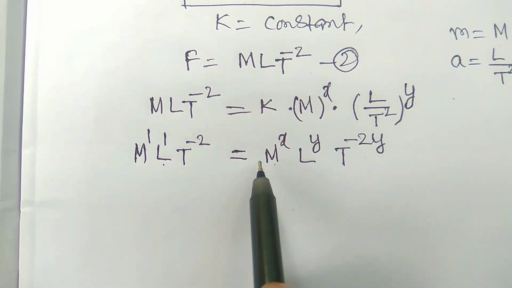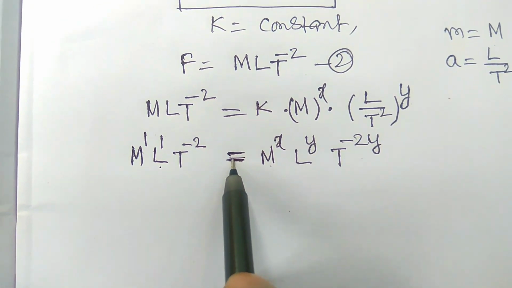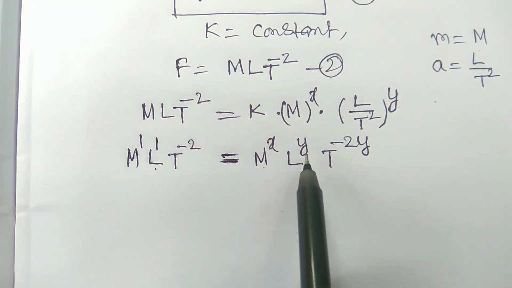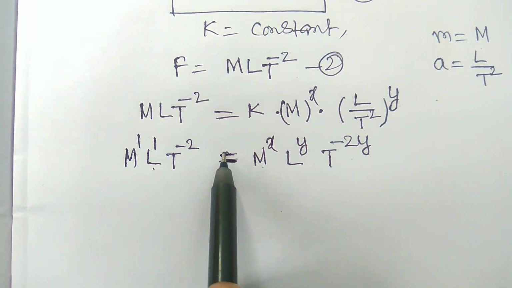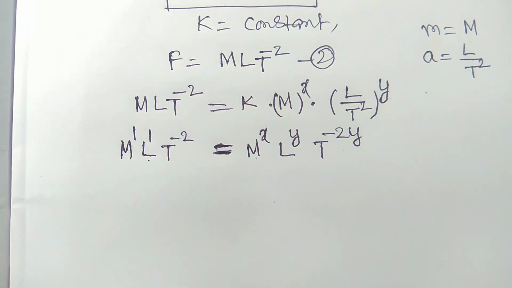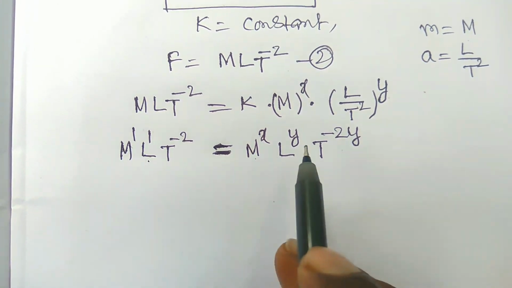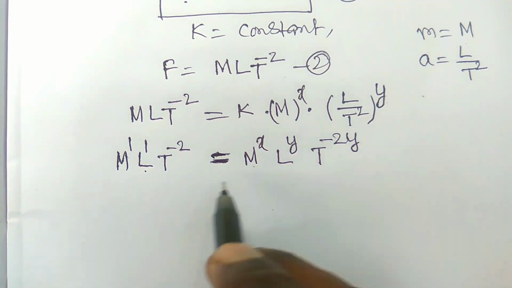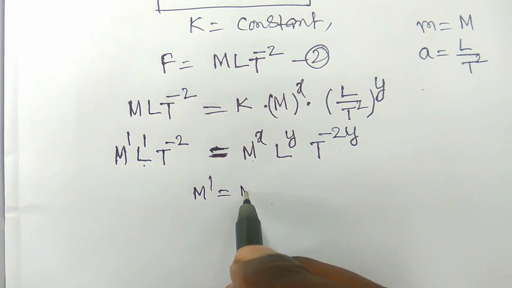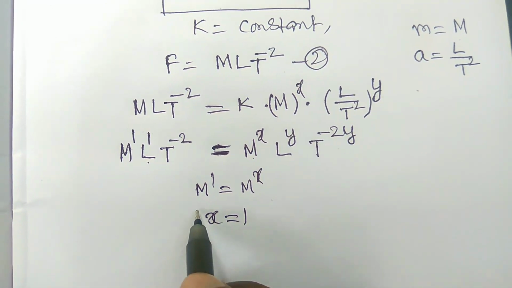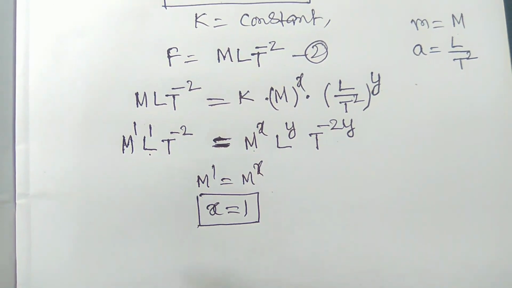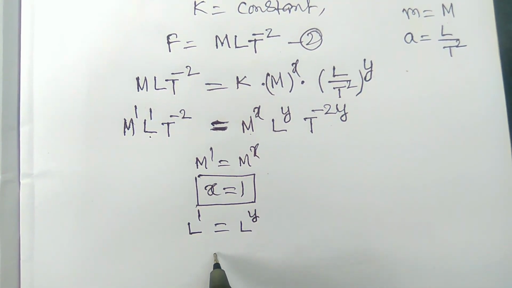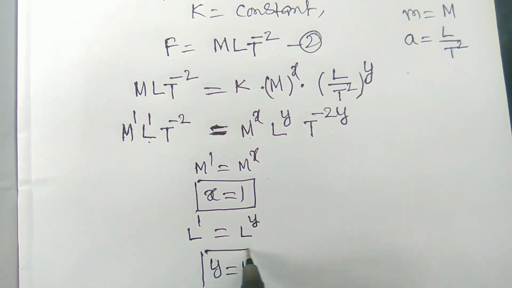This is the equality of the LHS and RHS. If the bases are equal, the powers should be equal. In multiplication the powers can be added, but in this condition we have to equate the powers. So from this we can write m^1 = m^x, so x = 1. Similarly, L^1 = L^y, so y is also 1.